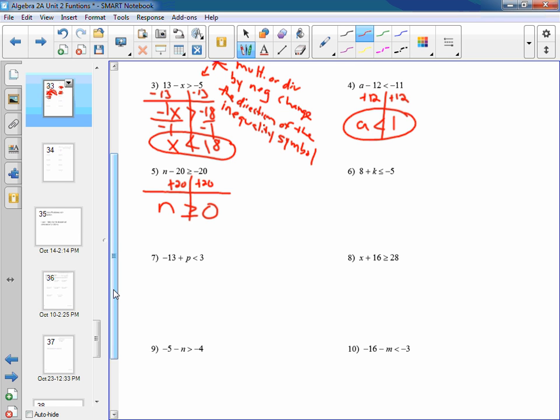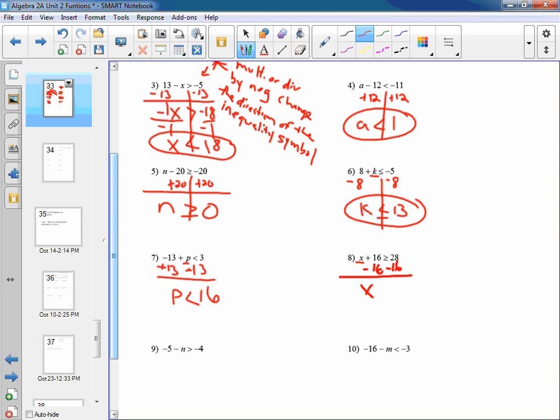And for all of these next 3, I can tell because the variables have no negatives there. So they're just going to be simple: subtract 8, subtract 8. So k is less than or equal to negative 13. Add 13 here. You get p is less than 16. Subtract 16. So x is greater than or equal to 12.